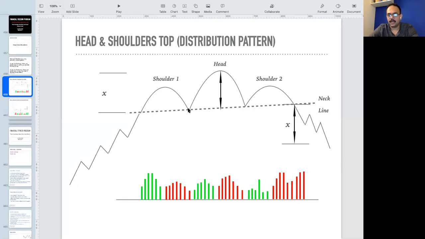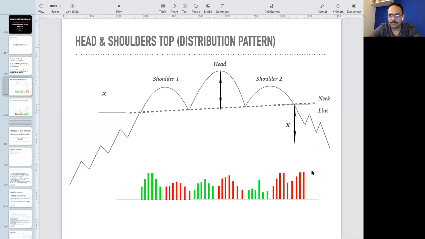Then you can see my mouse movement, right? When I'm moving the mouse, you are able to follow it, right? Yes? Okay. So shoulder 1 is formed, then the head, and then shoulder 2. Typically, shoulder 2 is smaller than shoulder 1.